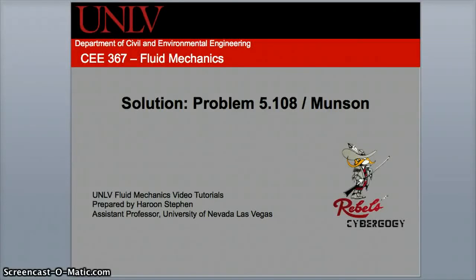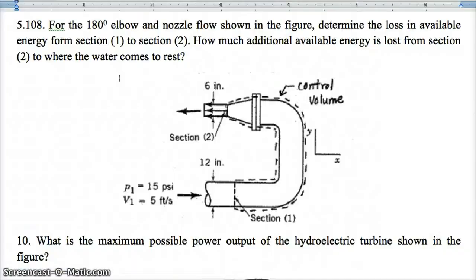This is the solution to problem 5.108 in Munson's book. This problem asks to find the energy lost in a bend, and also, in part B, the energy lost from the jet of water from exiting the nozzle to coming to rest at some point farther.